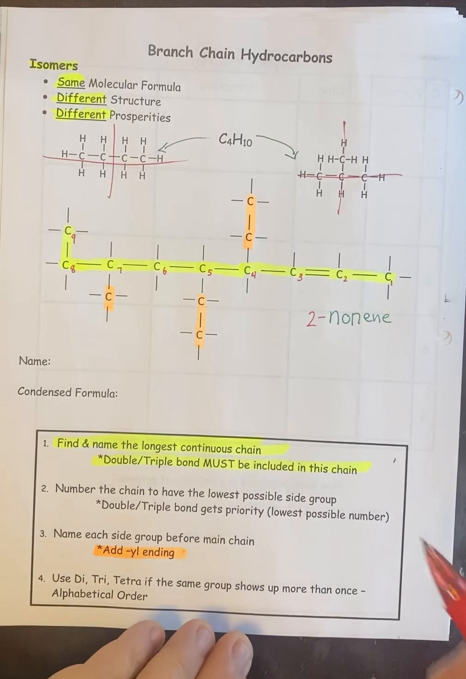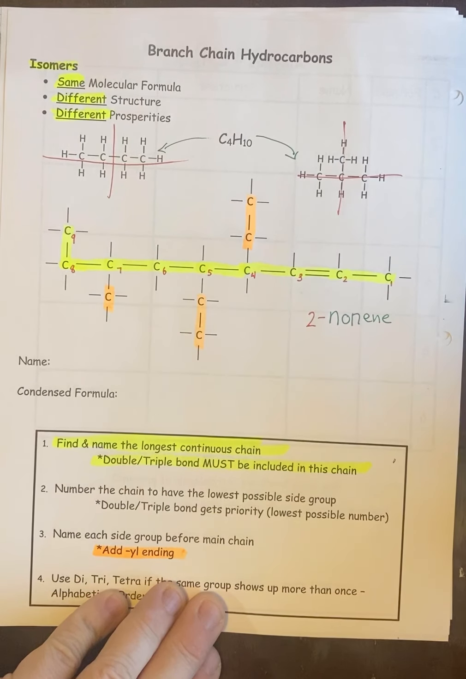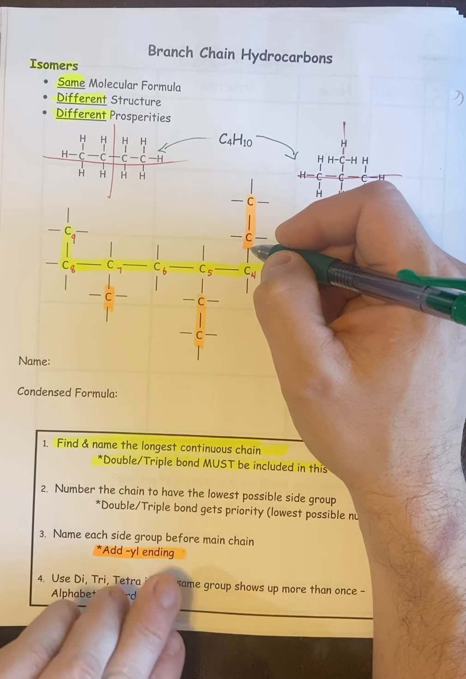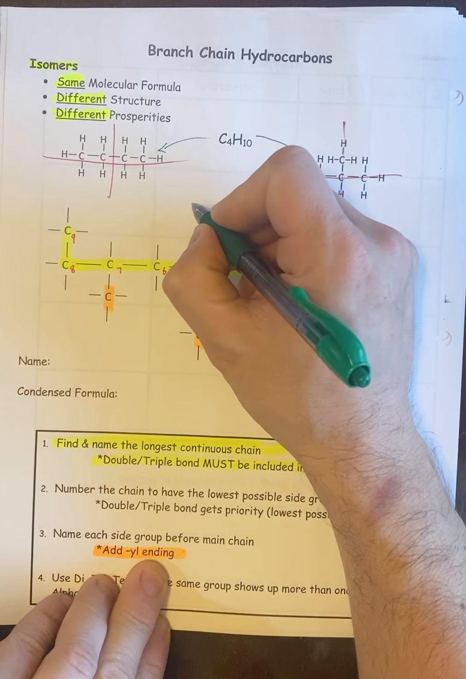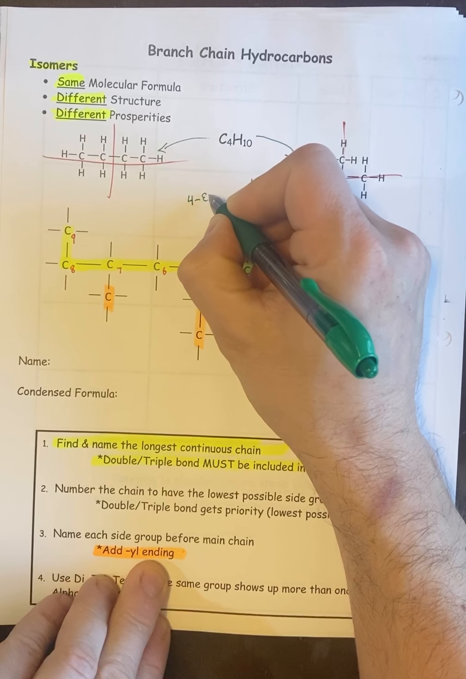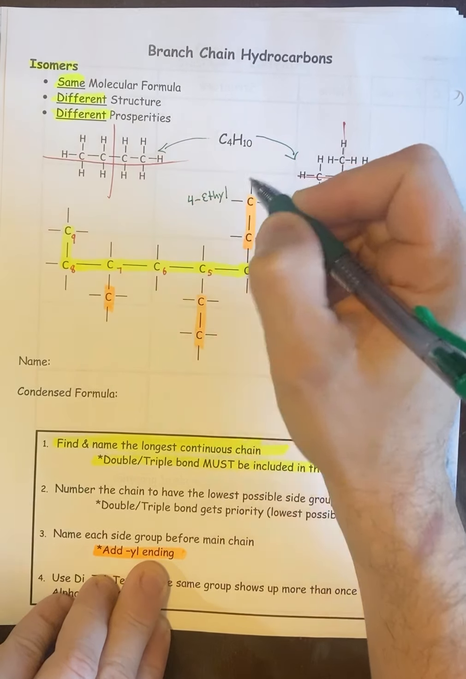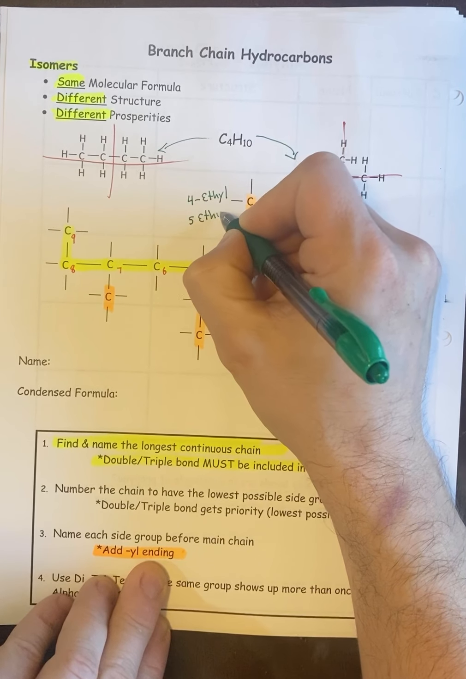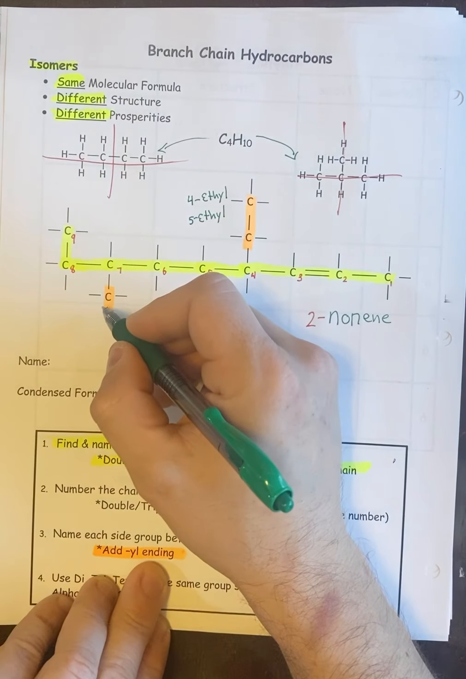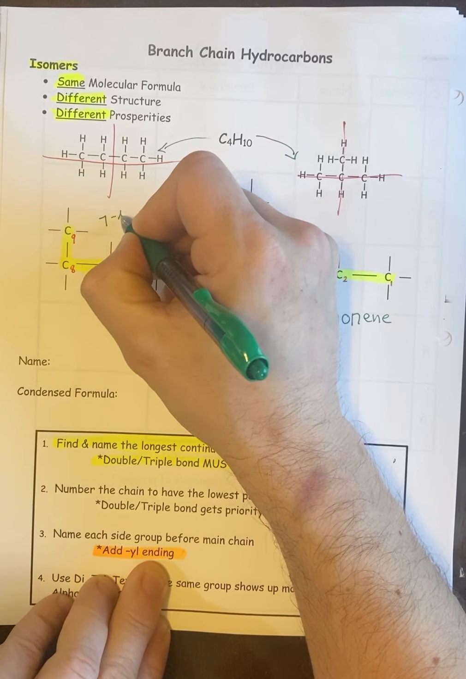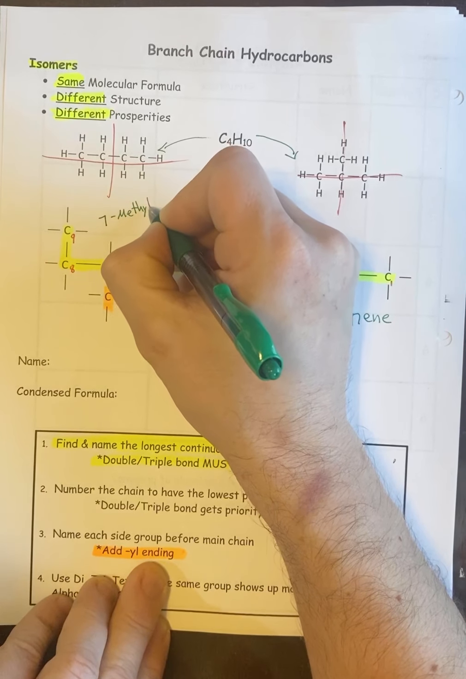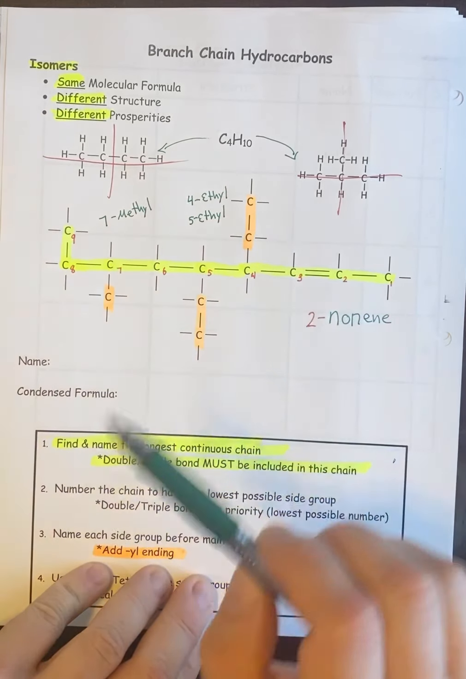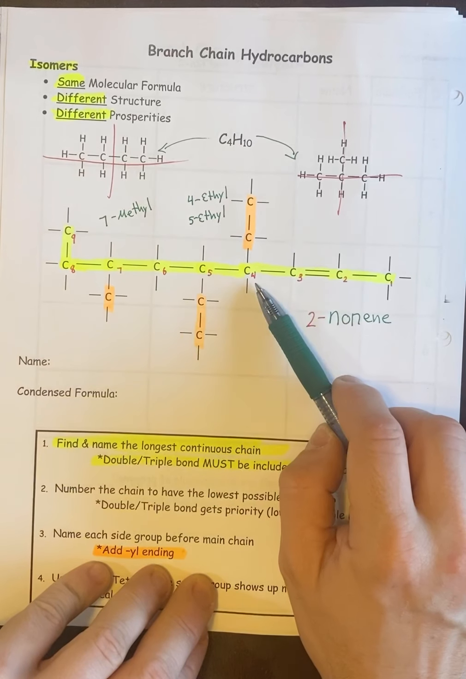So what that means is, normally, we would write this out as 2 carbons in a row would be E. Because it's a branch, it ends in YL. So this would be 4-ethyl, and then this would be 5-ethyl, and then this would be 7-methyl. The reason these are called ethyls is because the branch is 2 carbons in length. It's called 4-ethyl because it's on carbon 4.